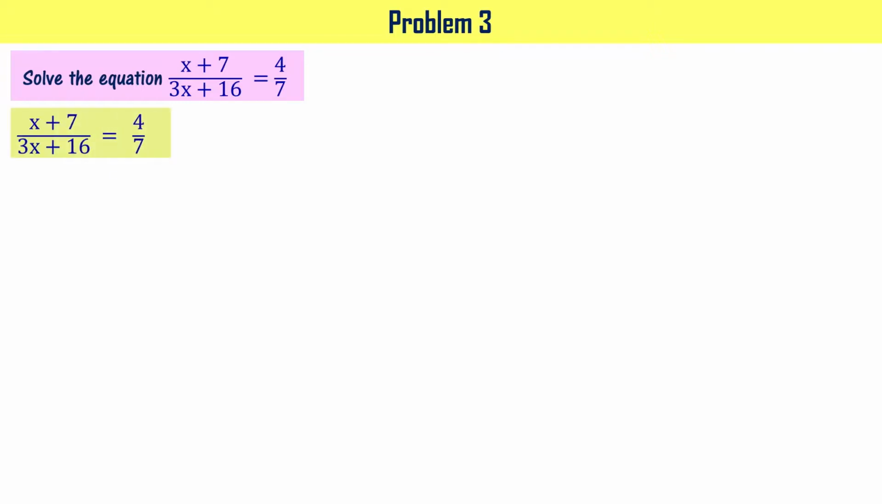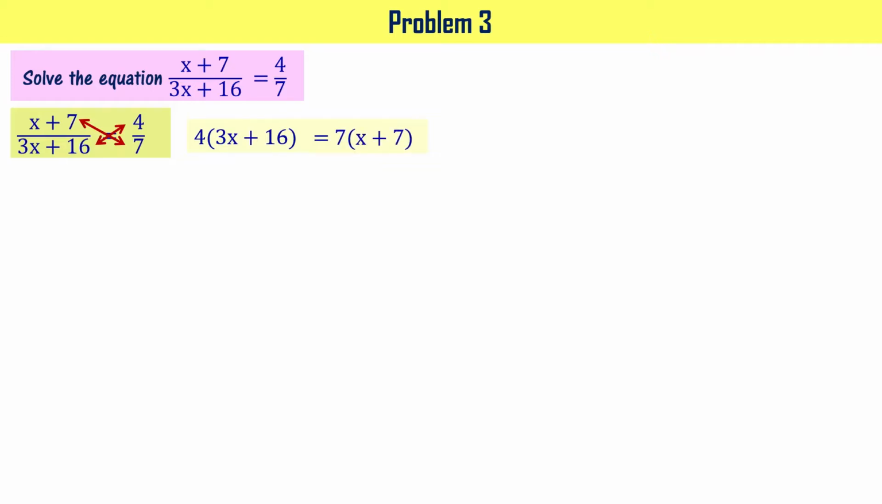Let us solve another problem now. Solve the equation x plus 7 divided by 3x plus 16 equal to 4 by 7. We have just learnt how to use cross multiplication to obtain a linear equation from this kind of equation, right? Let's do that now. When you do cross multiplication, 4 is going to multiply 3x plus 16, right? That is equal to 7 multiplied by x plus 7, right?